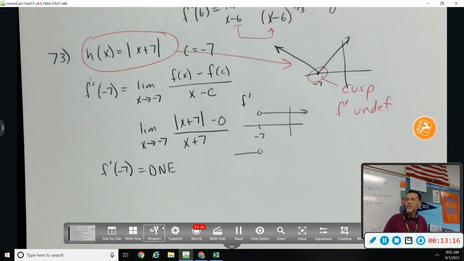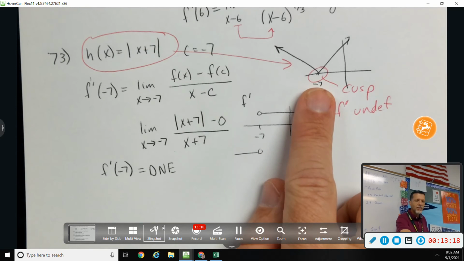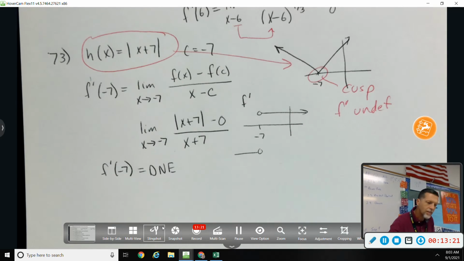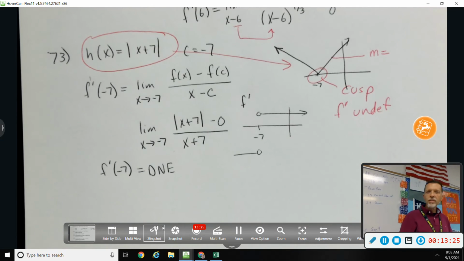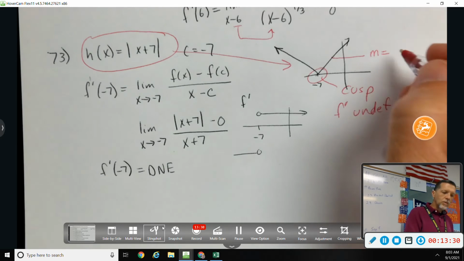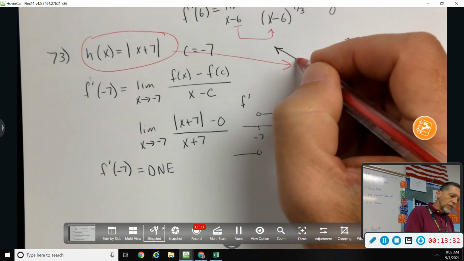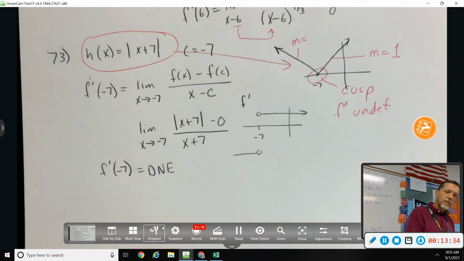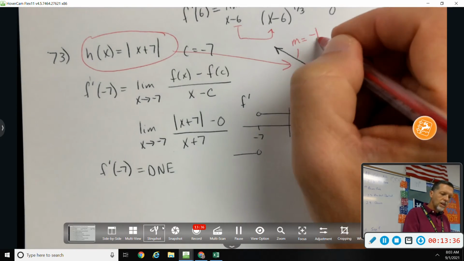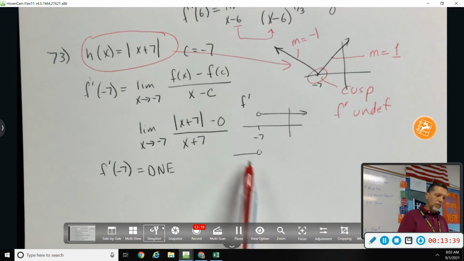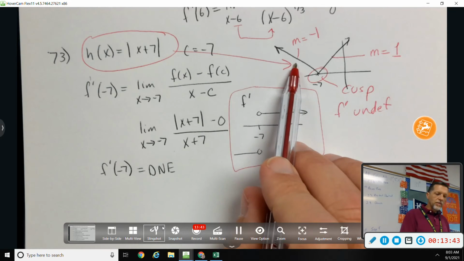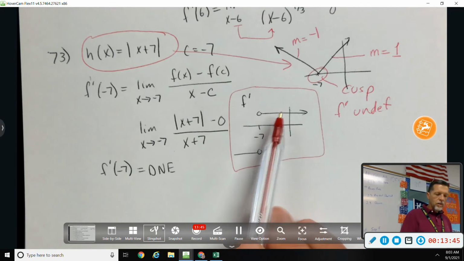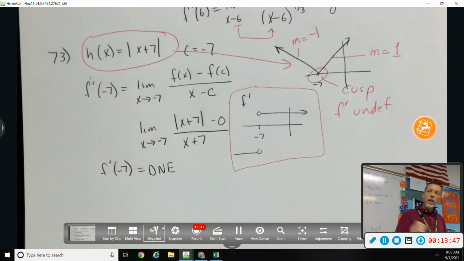Anywhere else, this thing has a derivative. In fact, the derivative everywhere over there is equal to what? What's the slope of that part of the line? 1. And the derivative over here, anywhere, -1. By the way, that sort of matches up with our graph of the derivative down here. Slope is -1 over here. Slope is 1 over there. 1, -1.